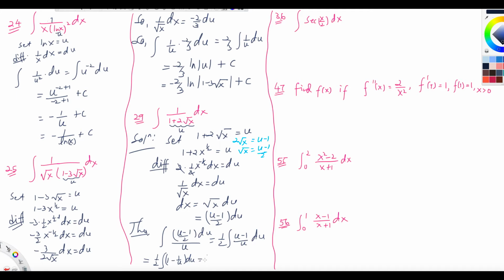So what is the integral of that? 1/2 is there. Integral of 1 is u, and integral of 1 over u is minus natural log of u, plus c. So what will be the very final answer? You replace back the value of u. You write 1/2 and bracket, u is 1 plus 2 root x, and then minus natural log of 1 plus 2 root x. Close the bracket and then plus c. That is the final answer.